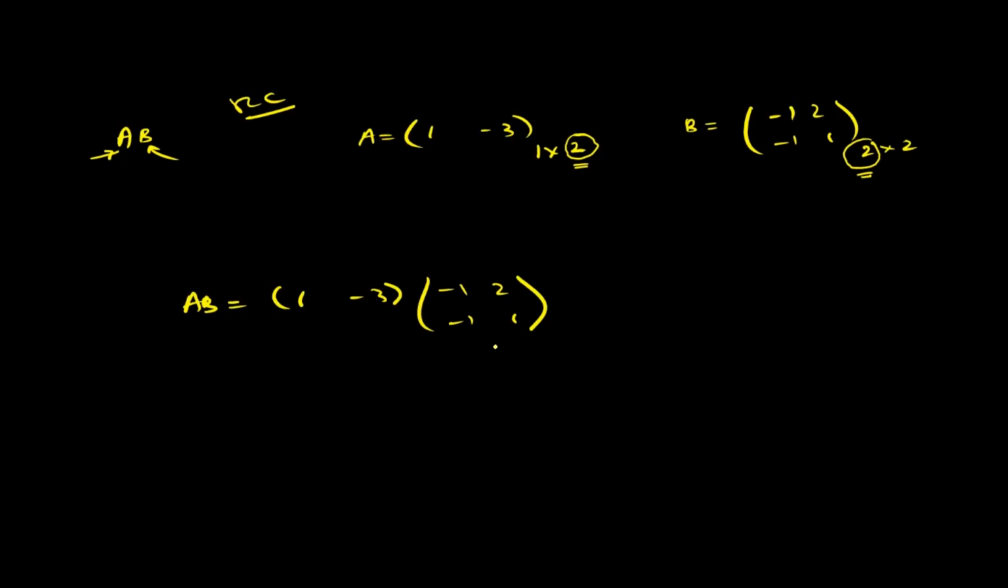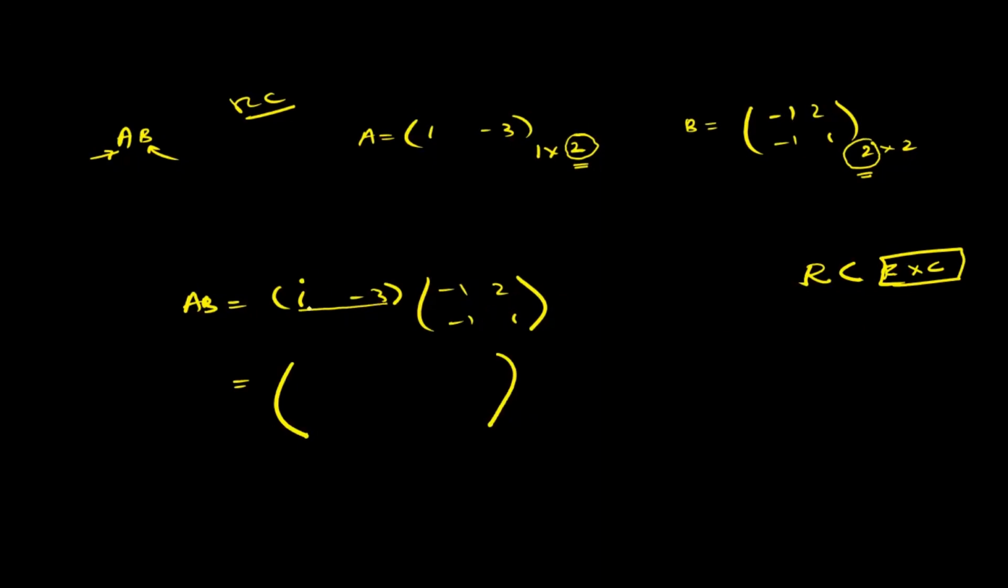Now, how to do the multiplication? If you want to do the multiplication, remember RC, which means rows into columns. Rows of the first matrix are multiplied by the columns of the second matrix. So here we have only 1 row. This is how you will write the matrix inside brackets.